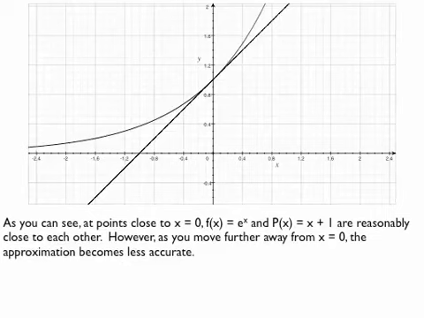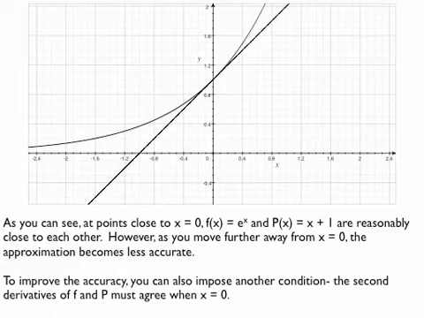As you can see, for points close to x equals 0, the two are reasonably close to each other. However, as you move farther away, the approximation becomes less accurate. So to improve the accuracy, we can impose another condition, and that is the second derivatives must also agree when x is equal to 0.